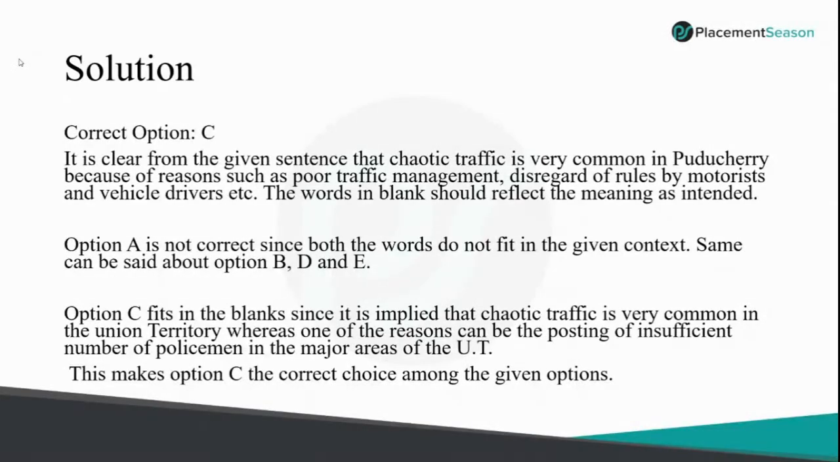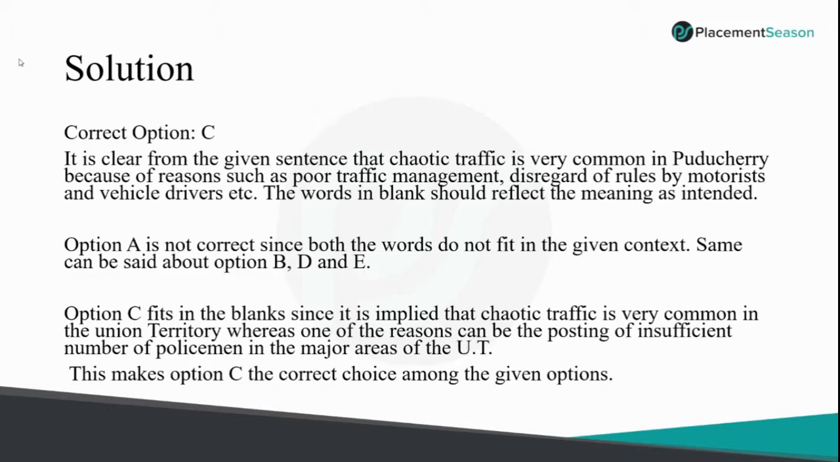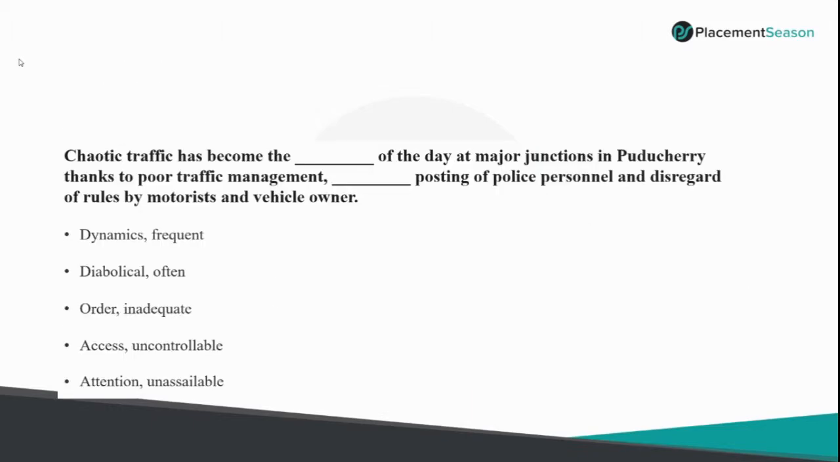A is not correct because both the words don't fit into the context. Dynamics, frequent: if there is frequent posting of police personnel, then there wouldn't be traffic mismanagement. B, D, E also have the same problem. Diabolical and again often is the problem in B. Uncontrollable police personnel is again wrong, it changes the meaning. Unassailable: again, though attention may seem right, unassailable changes the meaning and it isn't the most suitable word. So what is it?